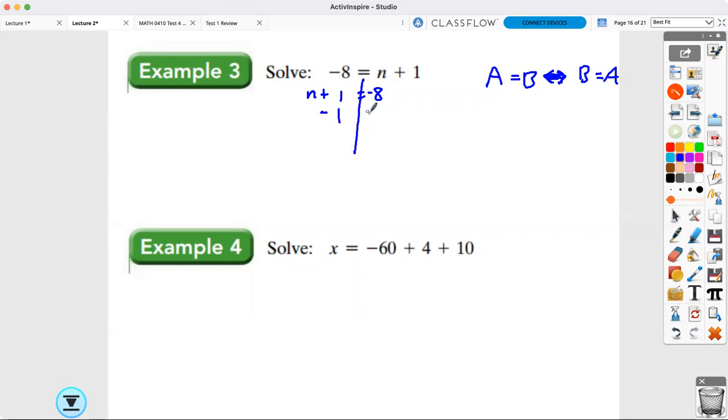And what we do to one side, we do to the other. That cancels out. So then we have n equals -8 take away 1. So -8, we owe the bank 8, but we spend another $1, so we get -9. And we're done. N equals -9.